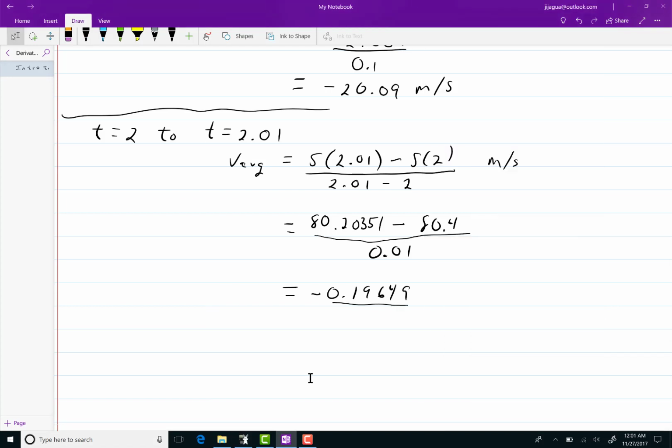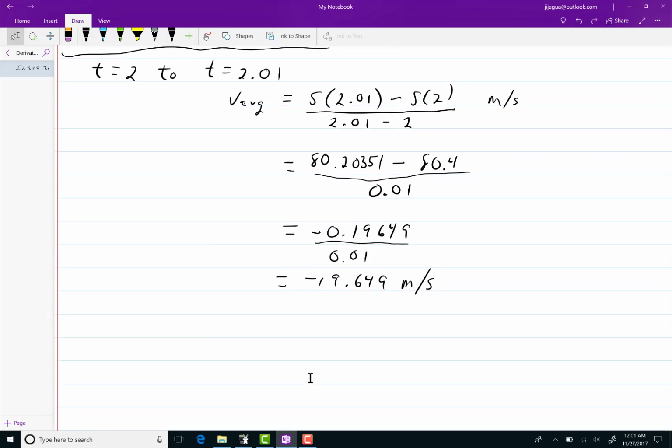All over 0.01. Just move the decimal 2 places to the right, and we have negative 19.649 meters per second. So you should feel like you're getting closer to how fast the object is traveling in exactly 2 seconds. Let's do a big jump for the next one. I'm thinking somewhere around 19 meters per second.